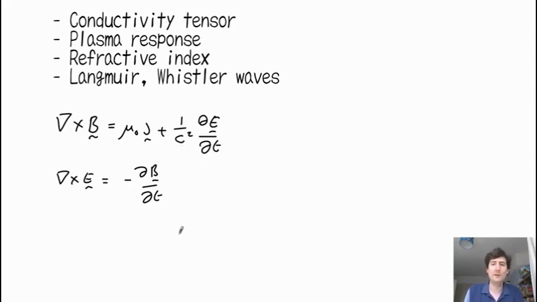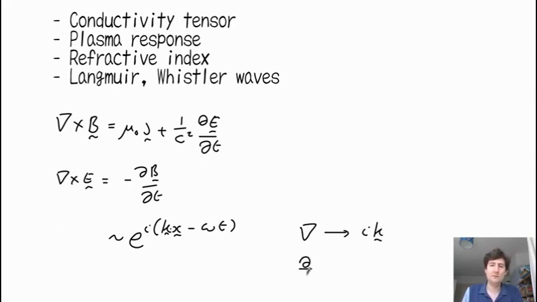Okay, then we're going to look at plane wave solutions. So we're going to look at solutions where we have all quantities varying like e to the i(kx minus omega t). And this means that we can simplify all derivatives. We can just replace gradients with ik, and all time derivatives we can replace with minus i omega. And this will simplify all these equations and also the plasma equations that we'll use shortly.